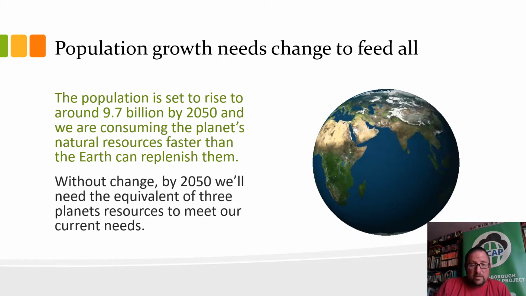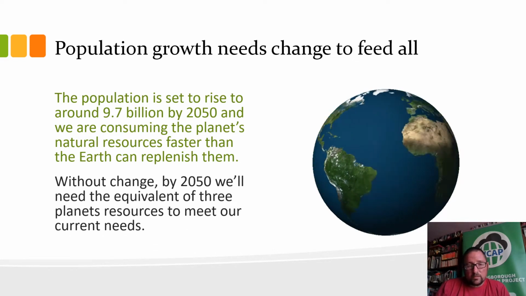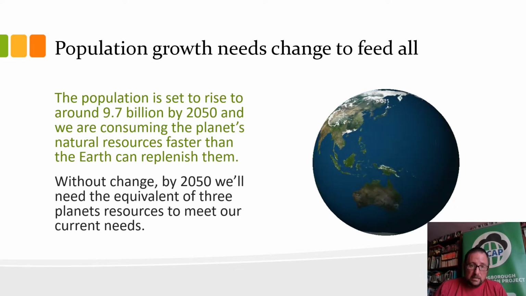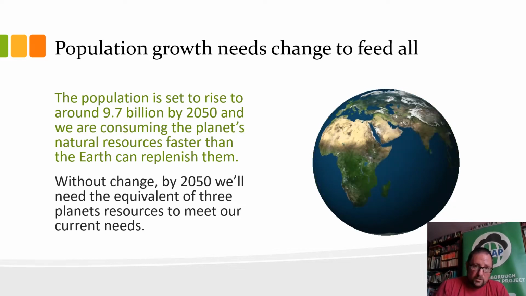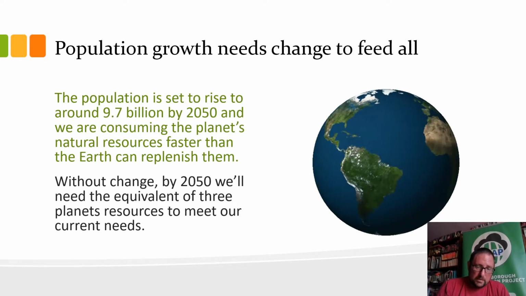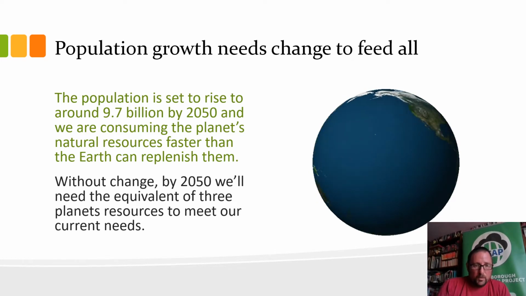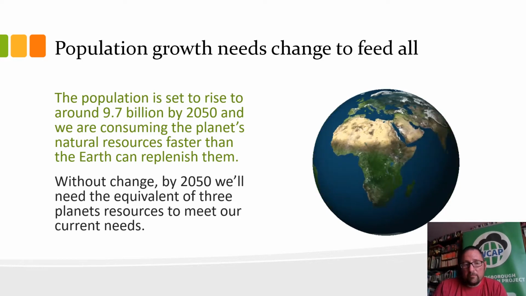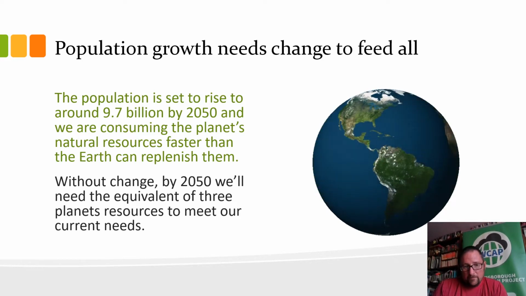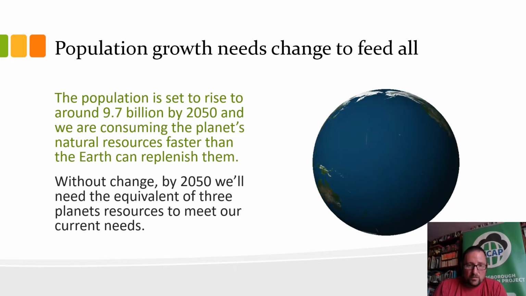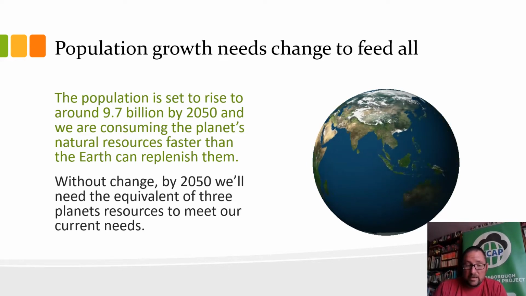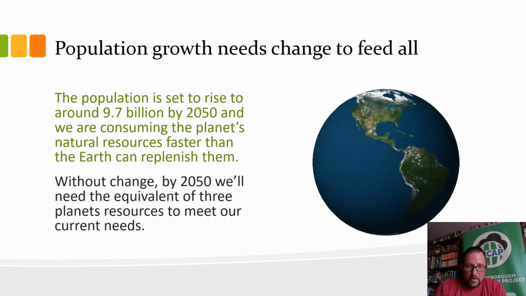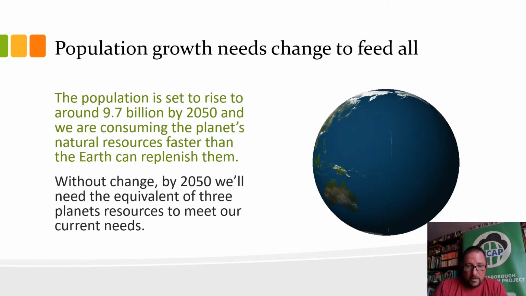Of course, things are only going to get worse because population growth needs are going to increase. The climate change that we're seeing is making more land unfarmable. So with the population due to rise to 9.7 billion by 2050, we're already consuming natural resources faster than the Earth can replenish them. Without change, by 2050, we're going to need 3 worlds to feed our current needs.